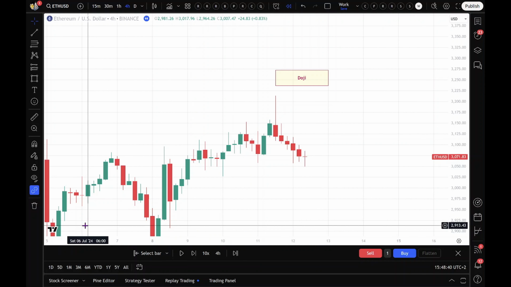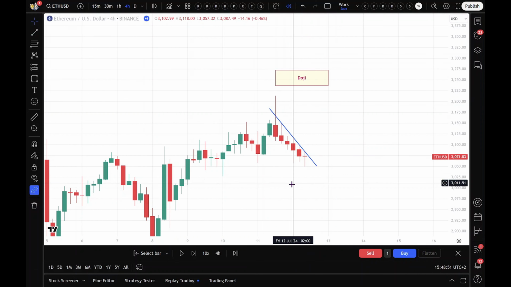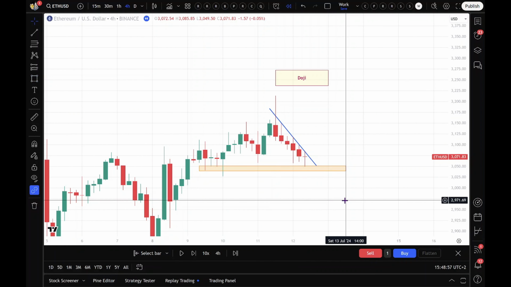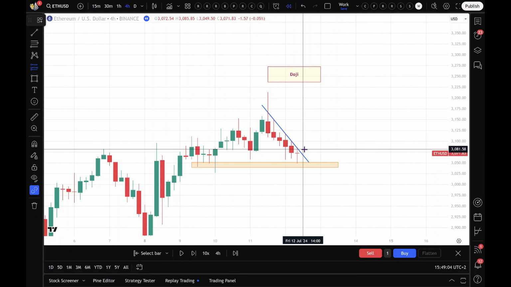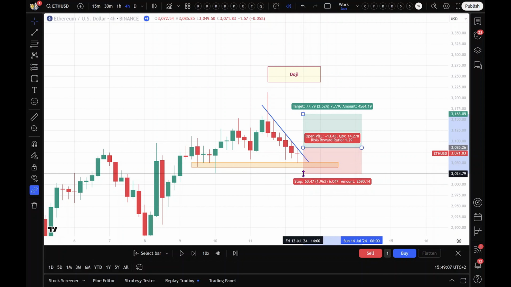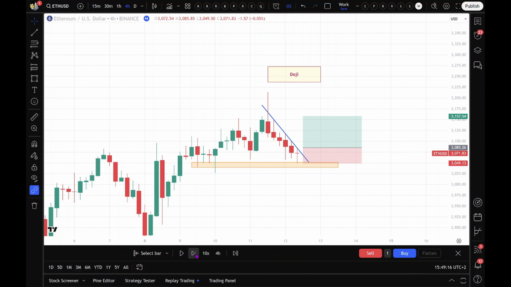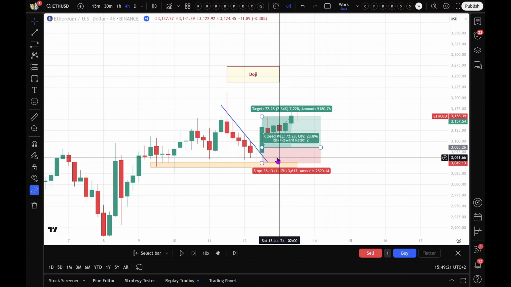Here, we have our Doji, and we can see that it forms after this bearish trend. And if we look closer, it also forms at this support level, where the price has bounced several times. So, we can open a long position at the breakout of its high, put the stop loss at its low, and set our take profit just here. As we can see, the price increases sharply, and our TP is reached.